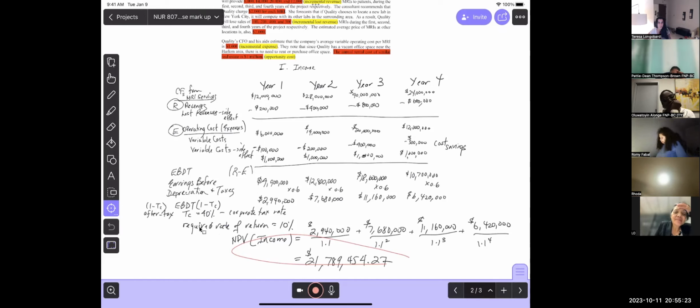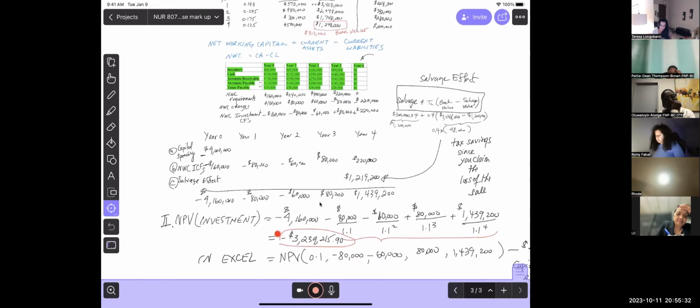So at this point, what is the NPV so far? Income was 21 million. Investment was 3 million. The NPV is 18 mil? Yeah, it's positive is the point I'm trying to make. And so the tax shields are just going to be more positive. So this project is totally worth it, okay? We already know that.